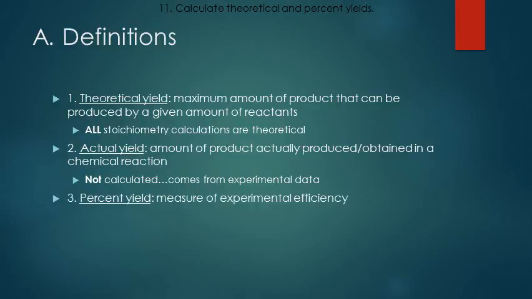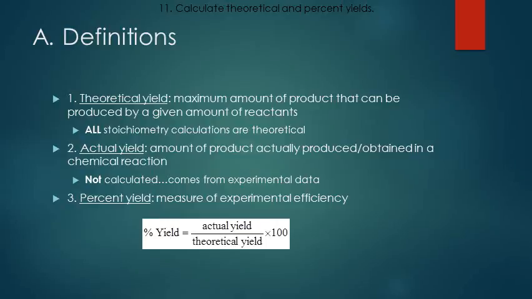Finally, a percent yield. A percent yield is a way to measure experimental or reaction efficiency. It is calculated as follows. The percent yield is calculated by taking the actual yield, remember, that's what you collect in the experiment, and you divide by the theoretical yield, which is calculated, and then you multiply by 100 to turn that into a percentage.